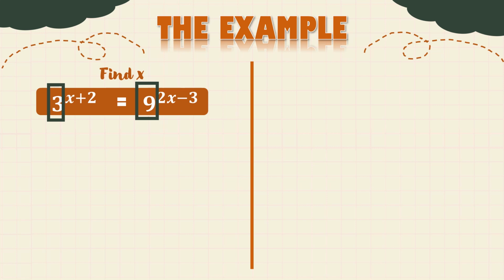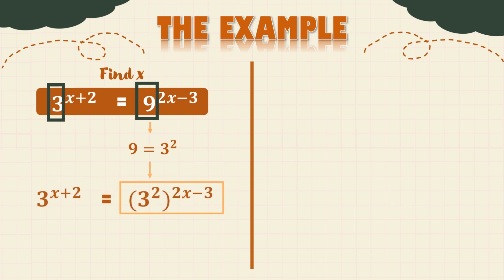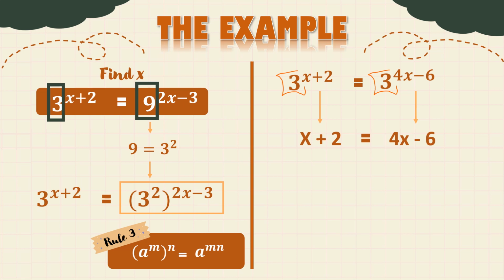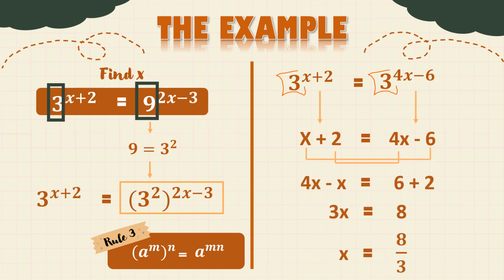How? Remember, 9 is equal to 3 to the power of 2, so it will become like this. Now look at the right side. It has the same form as rule number 3, so we can just multiply 2 with 2x minus 3. Here is the result. Now we have the same base, so we can process the power directly and then process the function to find x. From this process, we already found that x is 1/3.